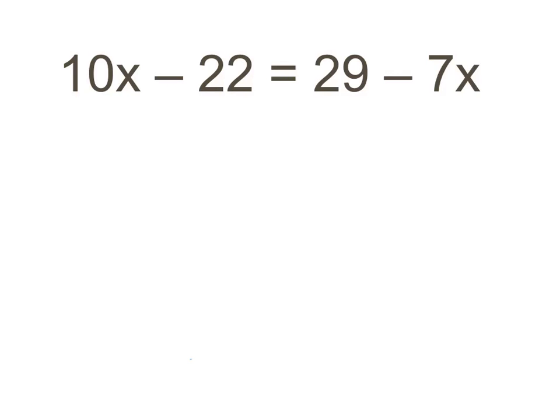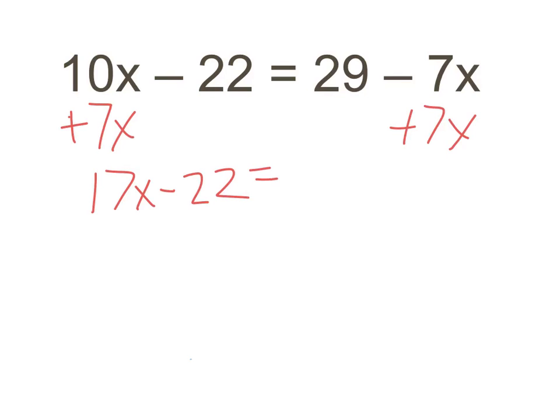So now we're going to go through our checklist one more time. We're going to keep referencing that each time that we go through and do one of these equations. So we're going to add 7x to both sides. Add 7x. That's going to give us 17x minus 22 equals 29.